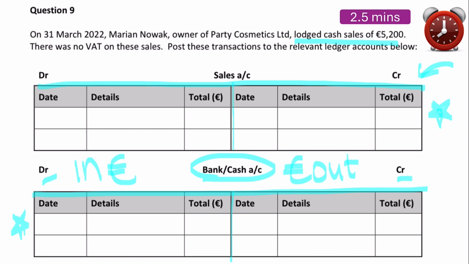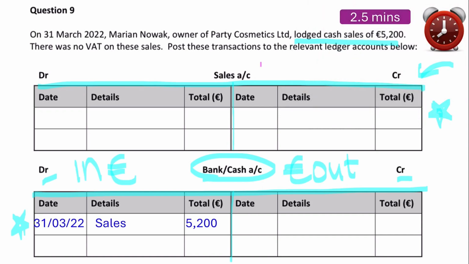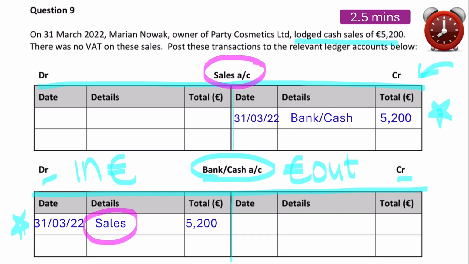Okay, so we will have in the bank 31st of the 3rd 2022, and we will say sales because that is the name of the other account. So you'll see here we're writing sales, and then in the sales account you will see that we are writing bank or cash, which is the name of the other account. And that is 6 marks, and so most likely you'll be getting 1 mark for each of those individual different 6 things that you have there.